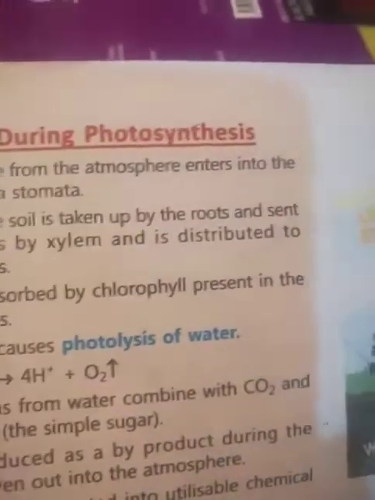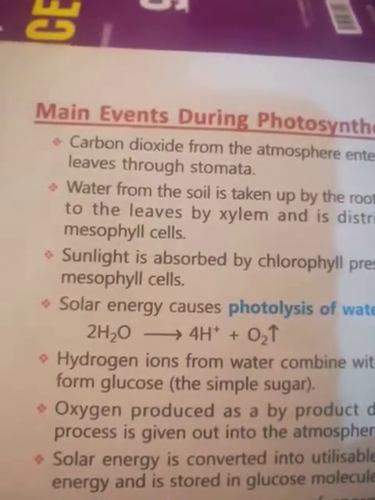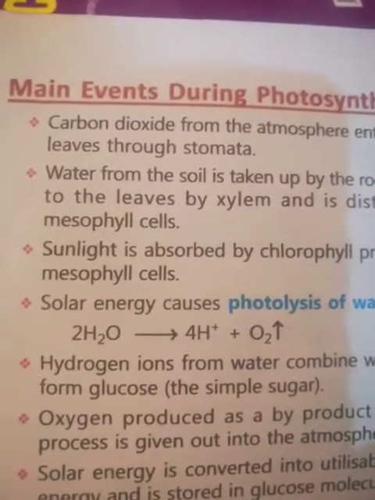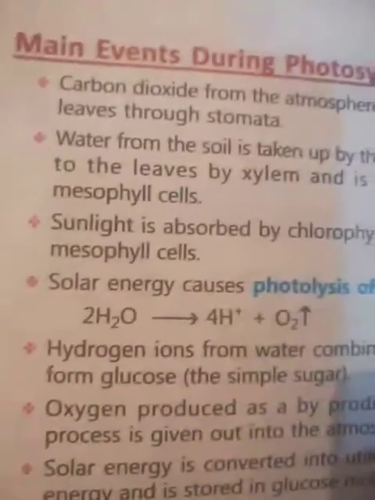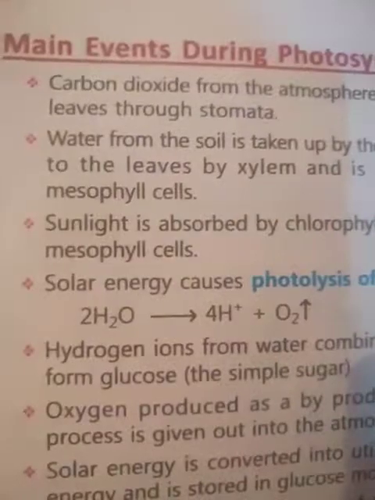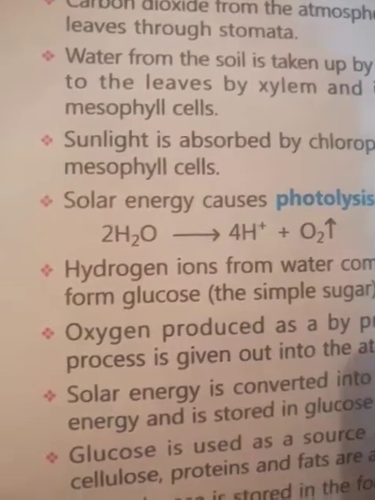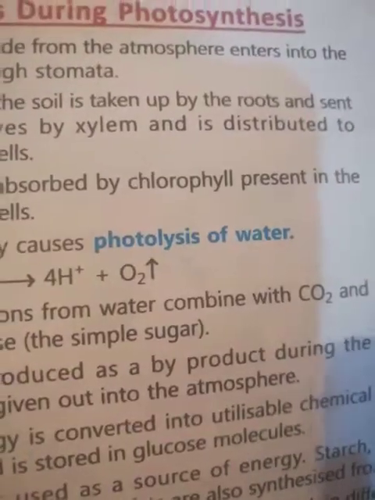Main events during photosynthesis. Carbon dioxide from the atmosphere enters into the leaves through stomata. Water from soil is taken up by root and sent to the leaves by xylem and is distributed to mesophyll cells. Sunlight is absorbed by chlorophyll present in the mesophyll cells.